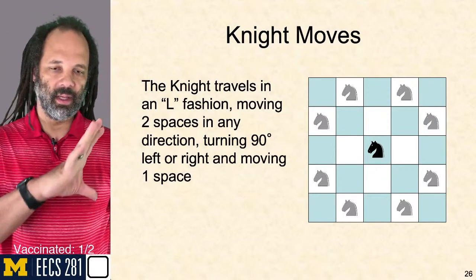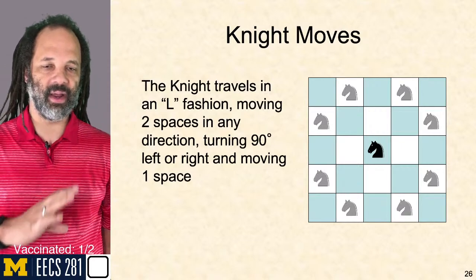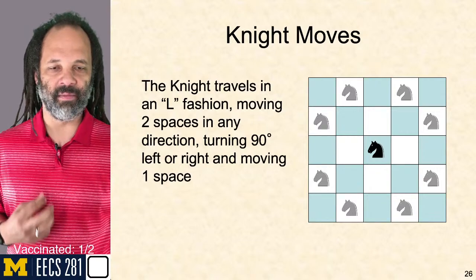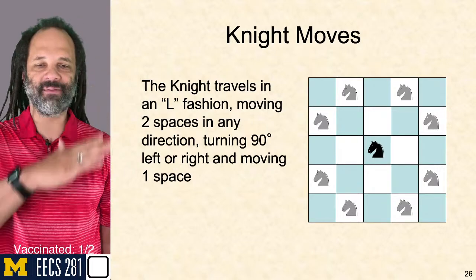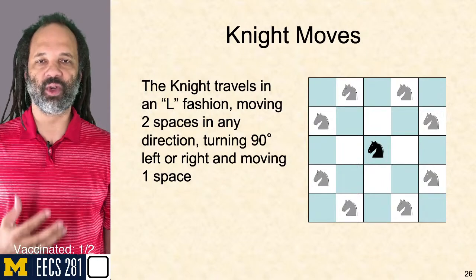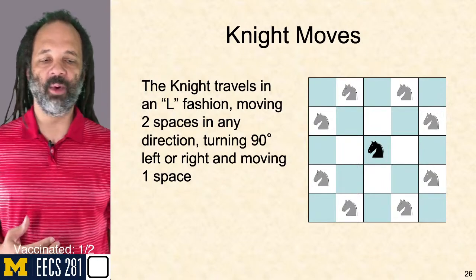So this little 5x5 area here shows how a knight standing in the middle there in black can make it to any of these 8 spaces that are these grayed out future places where the knight can move in 1 step.